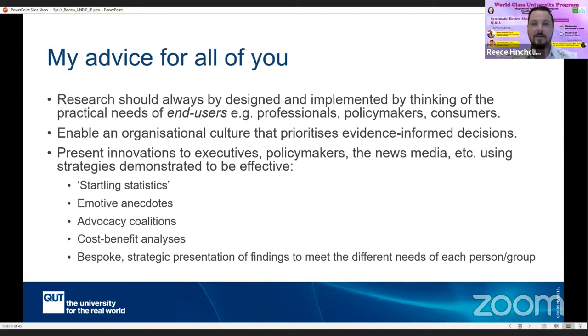So rather than just saying one drug had a 10% better chance of reducing any type of infection than the next, it's better to use not just those statistics but, where possible, anecdotes, and try to collaborate with other people who want to make similar changes to the system. Look at cost-benefit or cost-effectiveness analyses, and then think about how you can prepare to deliver and communicate your findings to different audiences to suit their particular interests and needs as well.